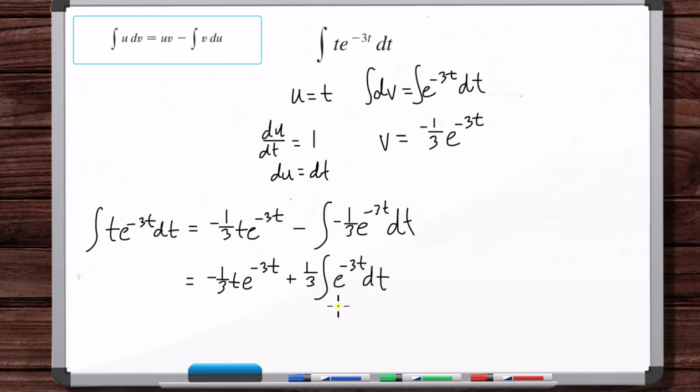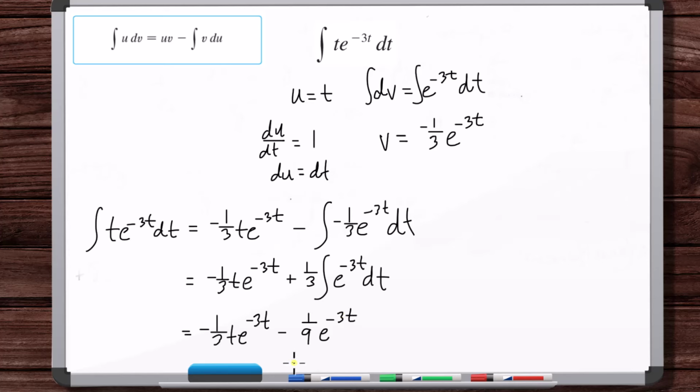Okay, did integration by parts work? The idea is: is this integral simpler than the original integral? Or if it's not, is this integral solvable? Well, this is simpler. We can solve this. So we've got minus 1/3 t e to the minus 3t, and then this is the same integral as here, so it's minus 1/3 e to the minus 3t. So this is going to be minus 1/9 e to the minus 3t.